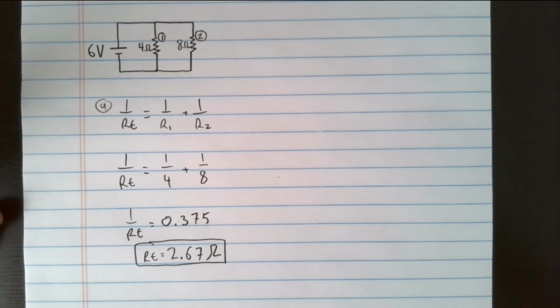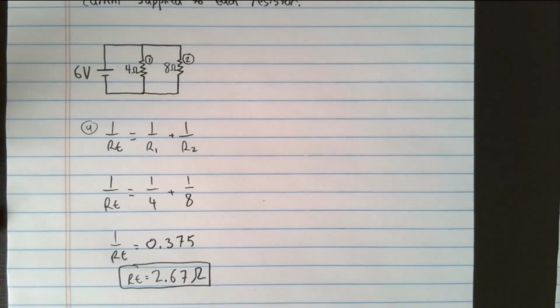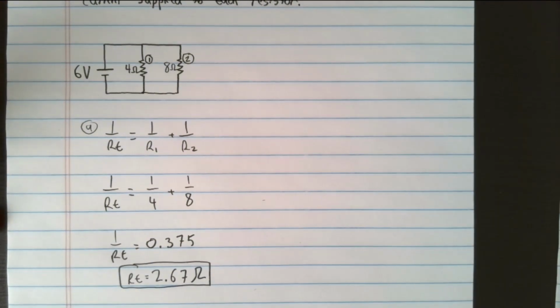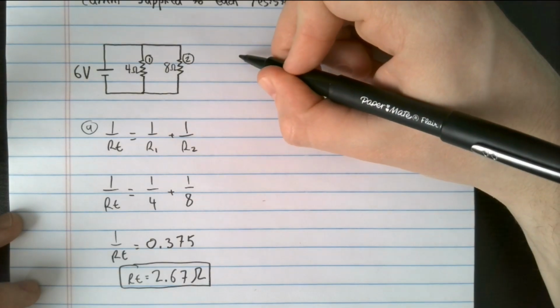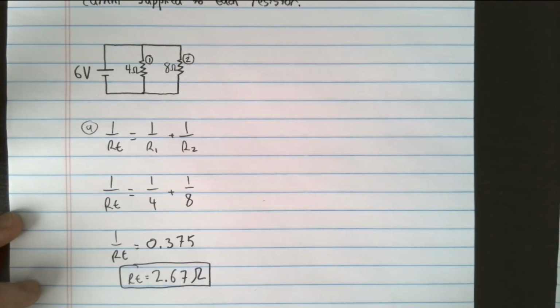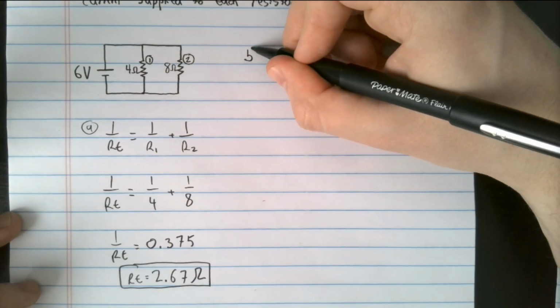Let's just keep moving. All right, part B. Calculate the total current supplied by the battery. Let's see if we can apply Ohm's law here. I'm going to try to save space. Yeah, I could probably write it here.